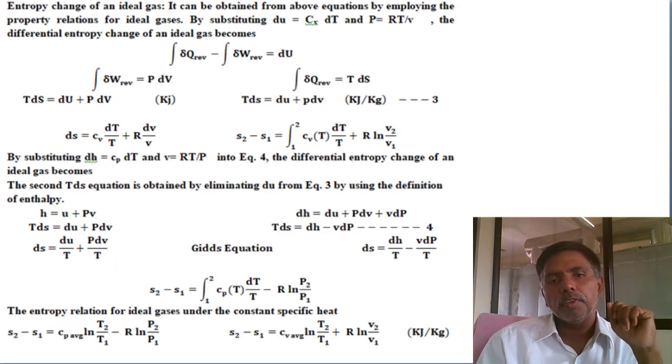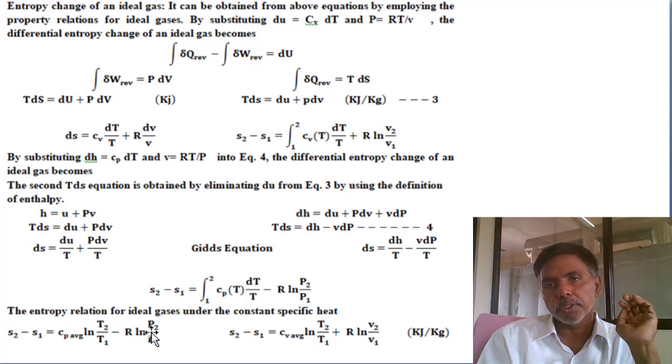Next, the change in entropy for a non-flow process. Simply we represent dou Q minus dou W equals dU. Then dou W equals PdV, and dou Q equals TdS. If you substitute, finally you will get Cv into ln T2 by T1 plus R ln V2 by V1. The next equation is for a flow process: H equals U plus PV, dH equals dU plus PdV. We represented dU plus PdV equals TdS, so we substitute TdS equals dH minus VdP. Then the final equation for a flow process is Cp into ln T2 by T1 minus R ln P2 by P1. These are the common equations for flow and non-flow processes. If the problem does not mention a particular process but mentions a flow or non-flow process, you can directly use these equations.